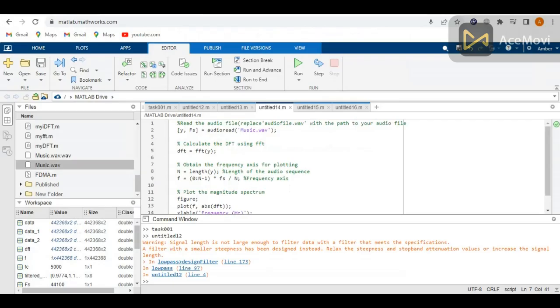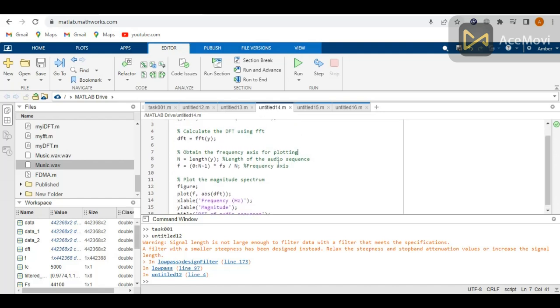In MATLAB, we have to upload this music to the MATLAB drive. Here is the music.wav which is uploaded here. Replace the audio file.wav with the path of your audio file, and then we have given this command. Then we have to calculate the DFT, so we compute the discrete Fourier transform of the audio signal using the FFT command.